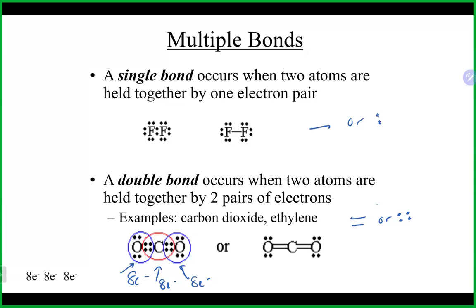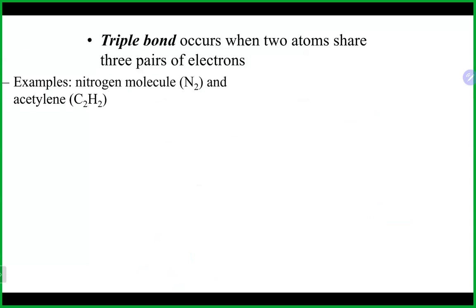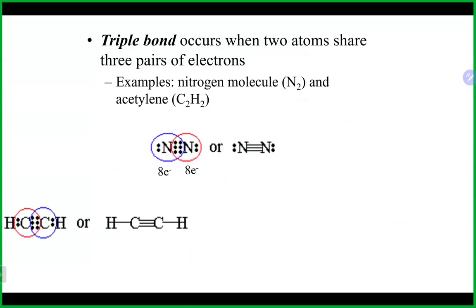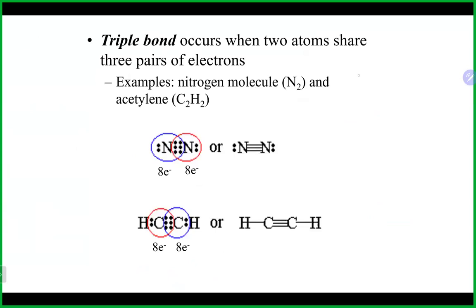And obviously, sometimes it does take a triple bond to get you there. Nitrogen, for example, is an example of that. A triple bond is 3 lines, or once again 6 total electrons, or 3 pairs of electrons basically here.